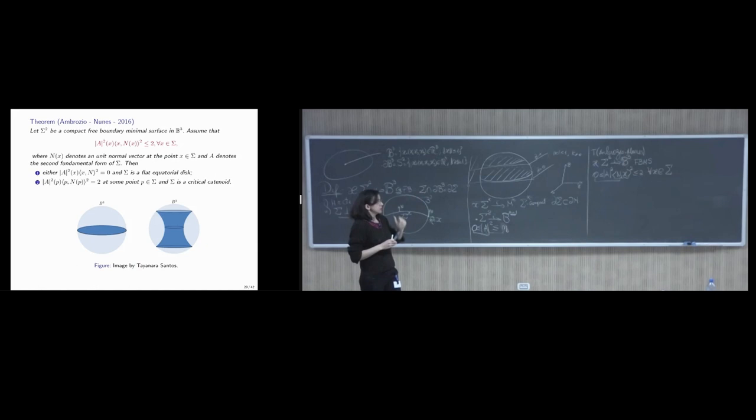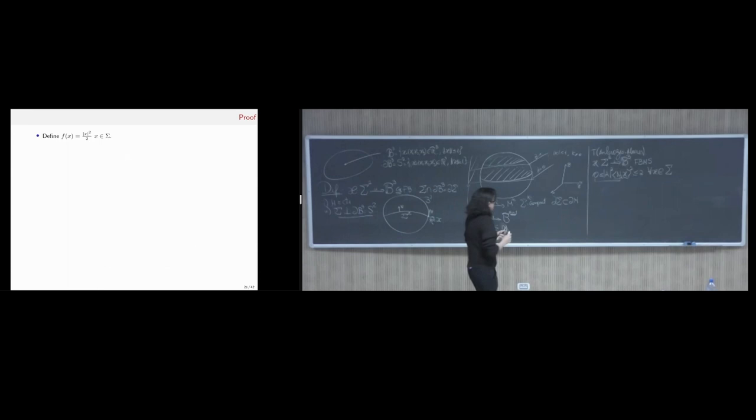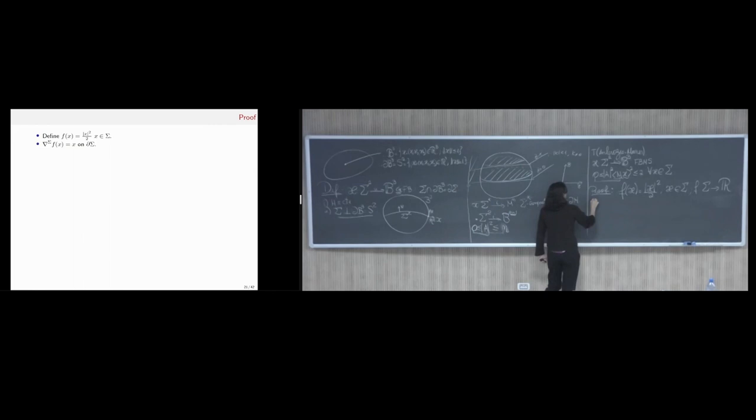So what's the idea? First, I begin the proof now. You define the function f, which is a function from the surface to R. What I can do first is prove that the gradient on the surface is given by this expression, where x is on the boundary of the surface.